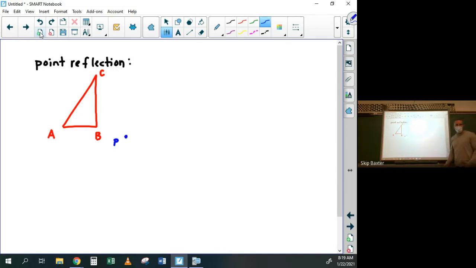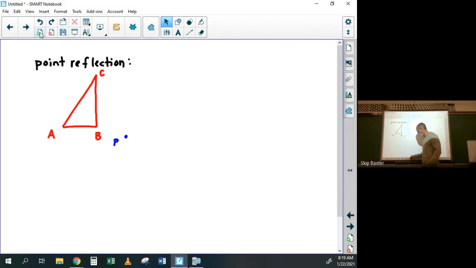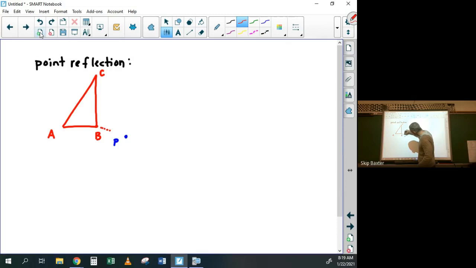So it works the same as a line reflection works. You're going to take each point separately and reflect it through the point. For example, point B is going to go directly to the point of reflection, and then through it the same number of units. So its image would be here. This would be B prime. This distance right here is the same as this distance right there. And you do this for all 3 points.